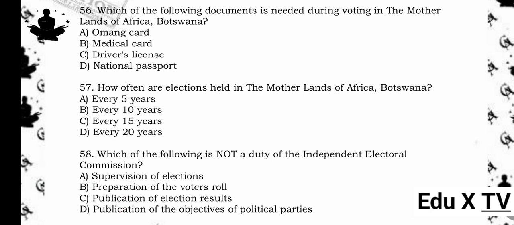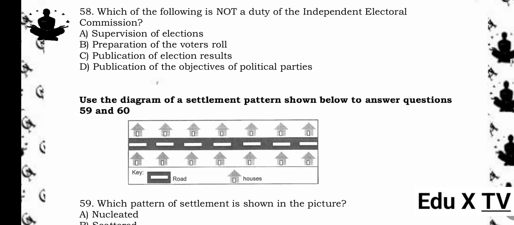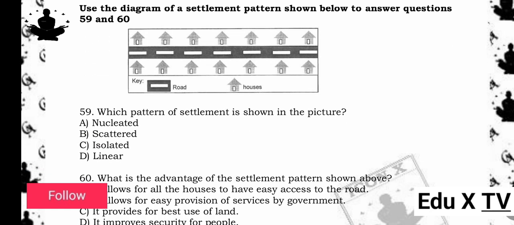58. Which of the following is not a duty of the Independent Electoral Commission? A. Supervision of elections. B. Preparation of the voters' roll. C. Publication of election results. D. Publication of the objectives of political parties. The answer is D. Publication of the objectives of political parties. Reason being, this is not a duty of the Independent Electoral Commission, whose role is to manage elections, voters' rolls, and results. Use the diagram of a settlement pattern shown below to answer questions 59 and 60.